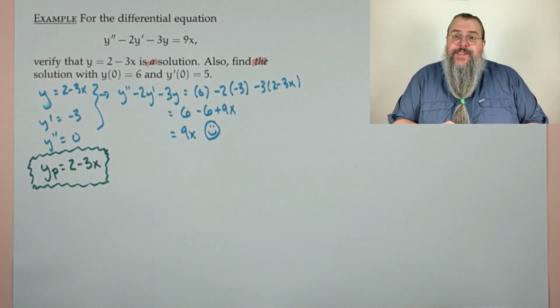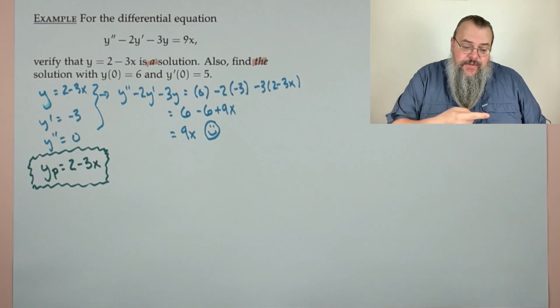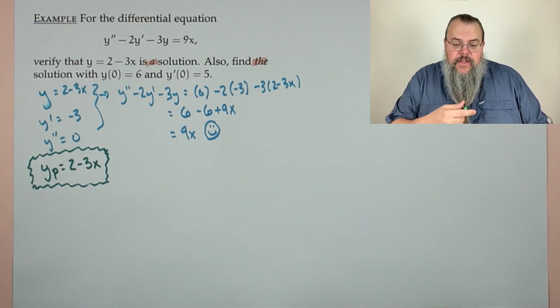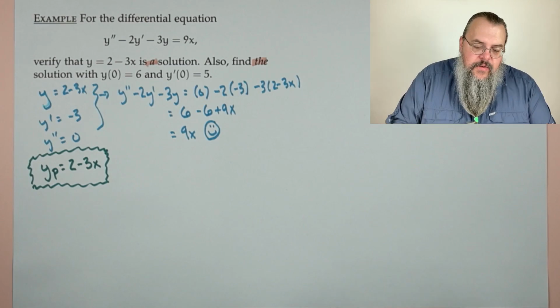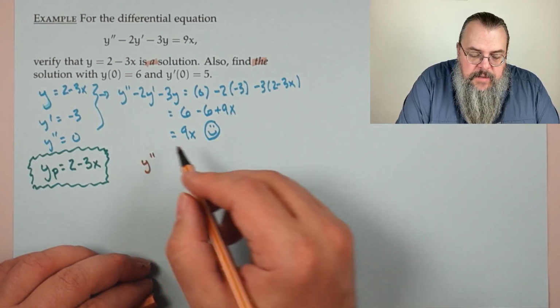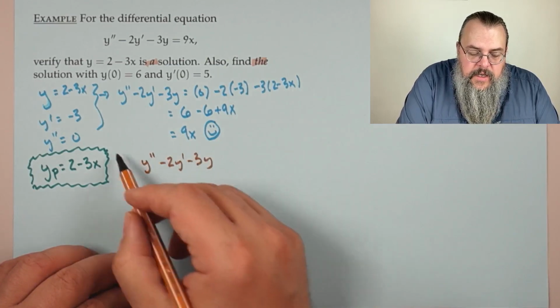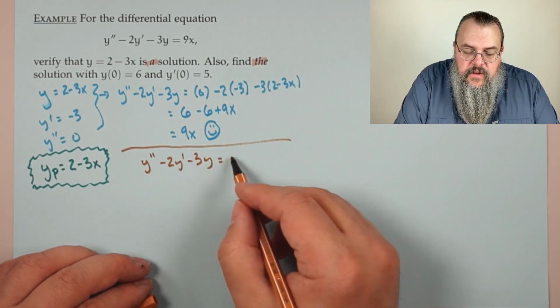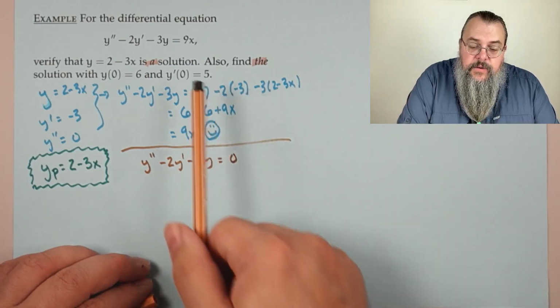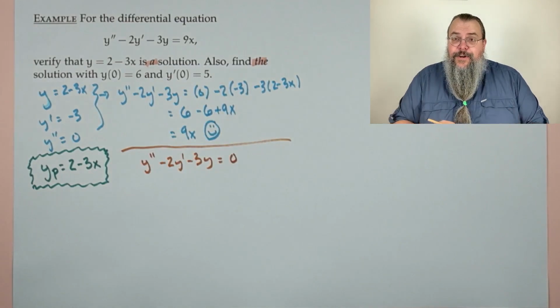Now, what's the other thing we need to do? Well, we need to find the complementary solution. So, all right, let's work on that part. What do we have? We have y double prime minus 2y prime minus 3y equals 0. When you're doing the complementary solution, you set the right-hand side to 0.